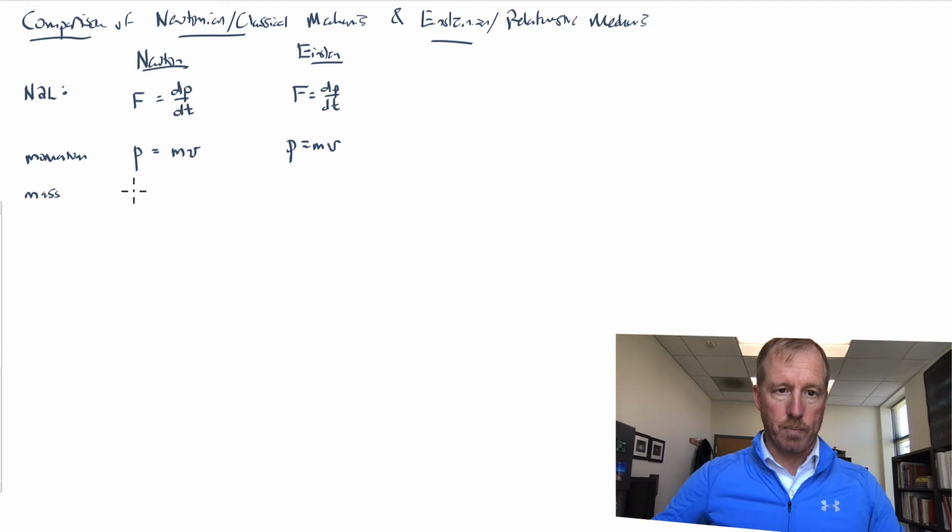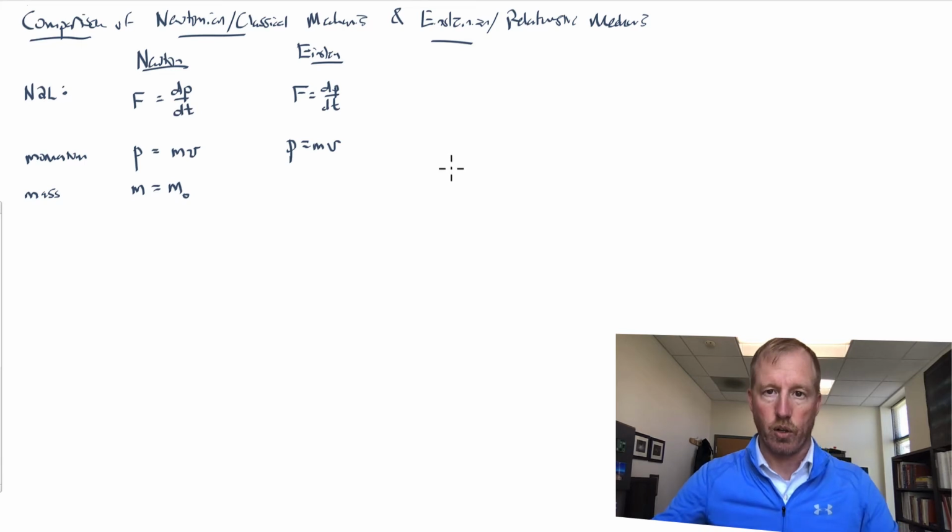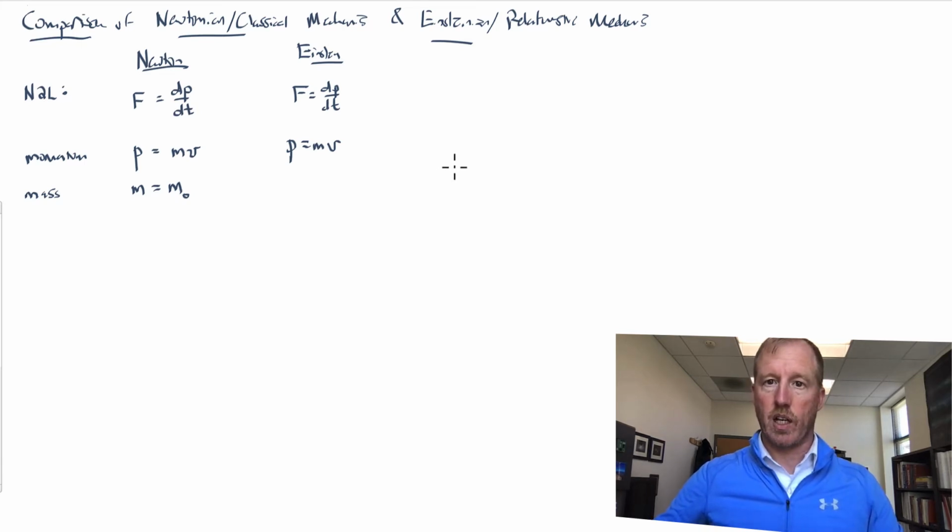In Newtonian mechanics, the mass of an object we take to be the rest mass. So this m sub 0 is what I will call the rest mass. That is the mass of the object if it's sitting on a scale in front of you. And in Newtonian mechanics, the mass of an object does not change when it's in motion. The mass remains the same. So the mass that appears in this formula is just the rest mass.